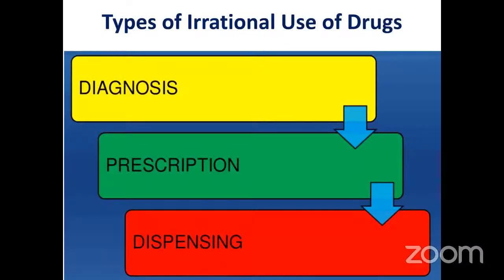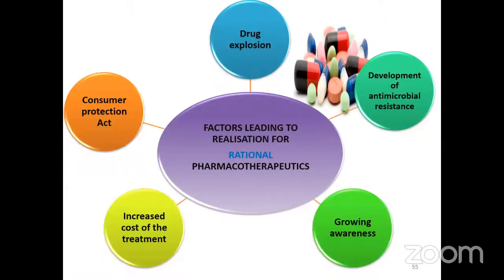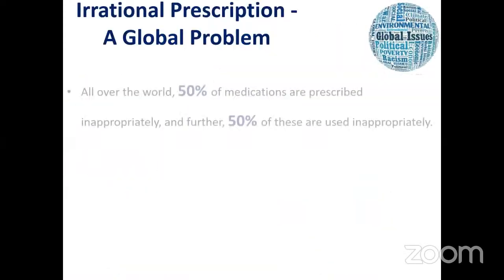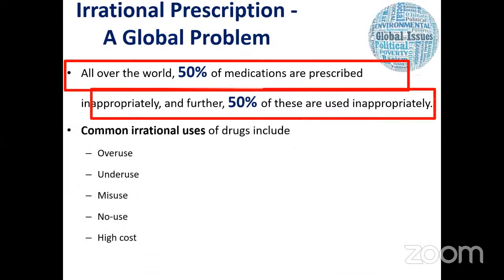So types of irrational use may be right from the diagnosis to the prescription, and ultimately even if the prescription may be right, unfortunately sometimes the dispensing may become irrational. So there are multiple factors which are involved. Irrational prescribing is a global concern, and about 50 to 60% of medications are prescribed irrationally.